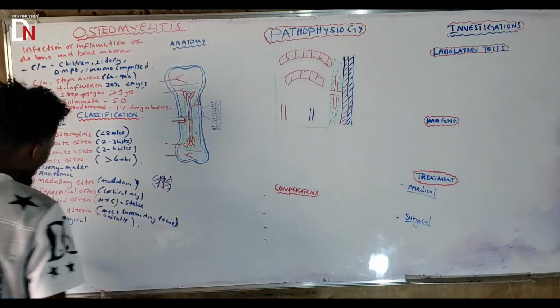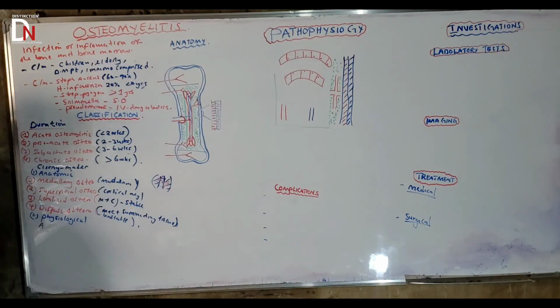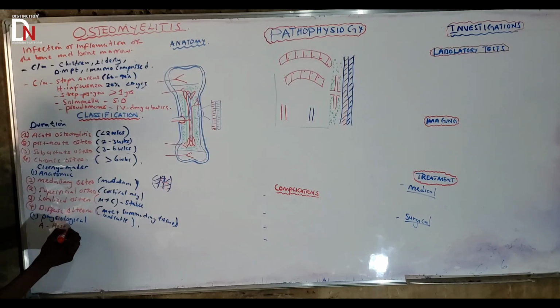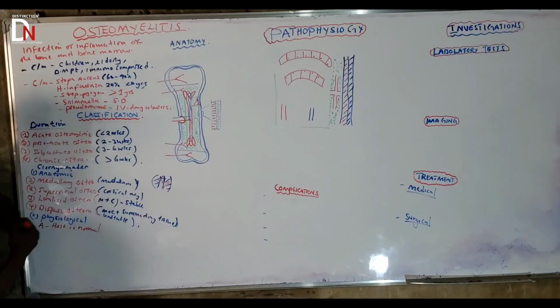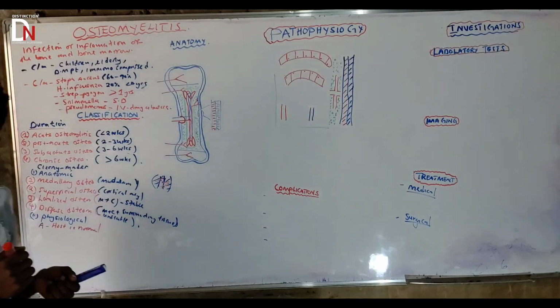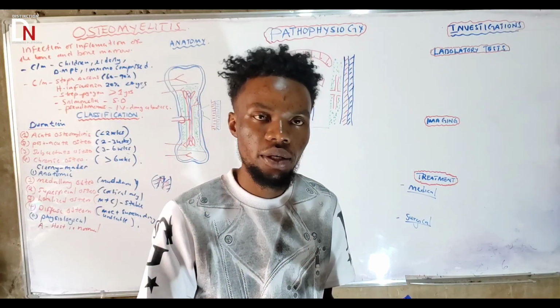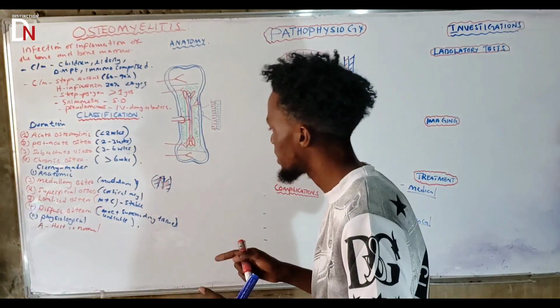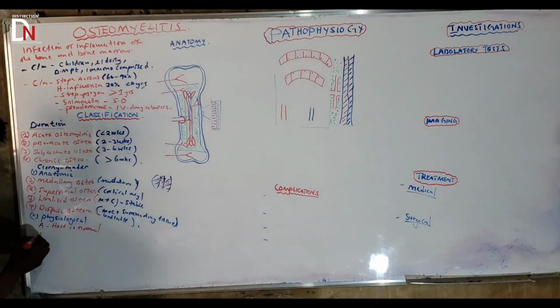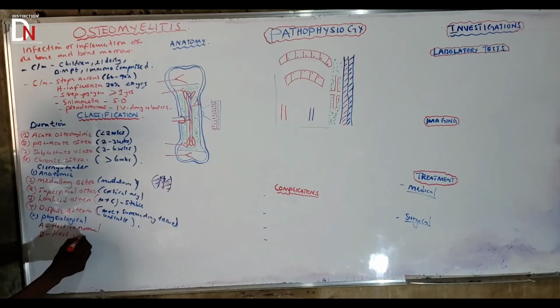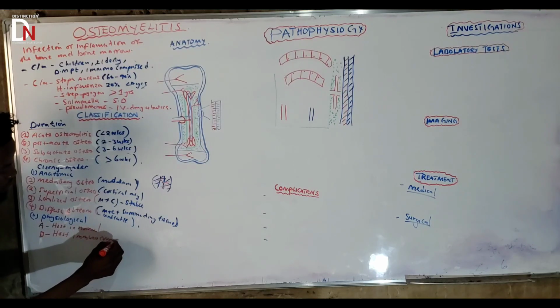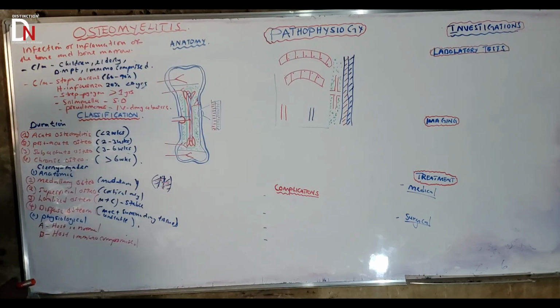So the first class is A. On A, the host is normal. Everything is normal. Basically, the physiological status of the patient is normal. The patient is not immunocompromised or anything else. They are just normal. That is class A. Then you go to class B. What about class B? In class B, the host is immunocompromised.